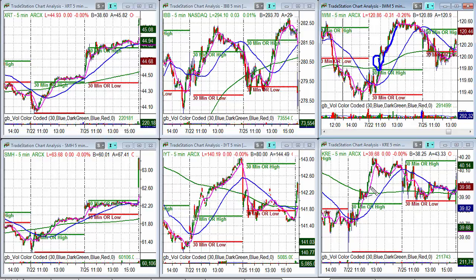Look at how all the market indexes, or all the market watch, reacted to their opening range. KRE moved higher. IYT moved higher. IBB, well, they didn't move higher as violently, they stayed above. And XRT didn't move higher as violently, but stayed above. SMH moved dramatically higher. So every single one was doing the same exact thing relative to that first 30 minutes.